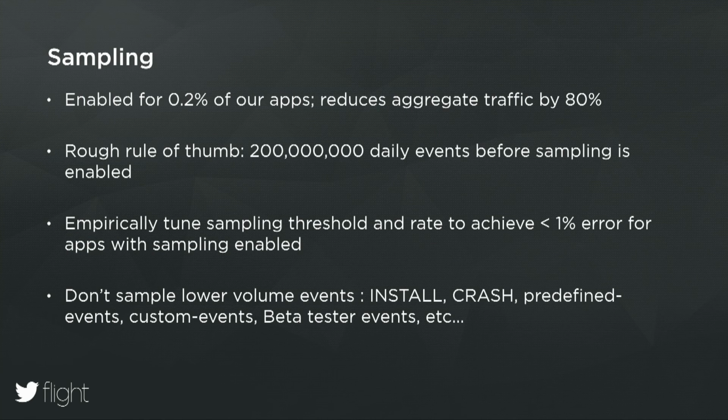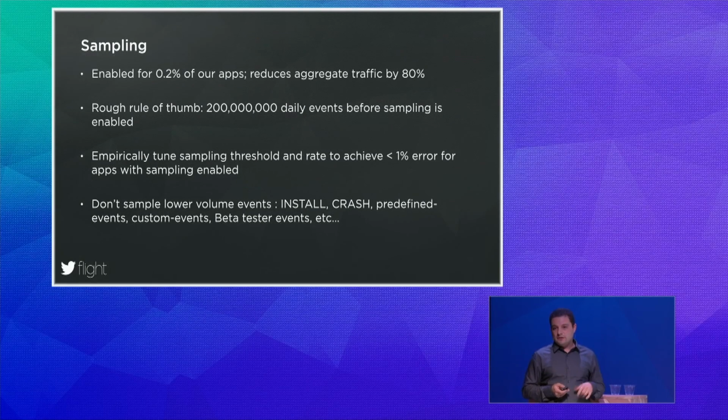So to highlight what we do for sampling, it's enabled for 0.2% of the applications that we see. And this is enough to reduce the aggregate traffic and number of events into our system by about 80%. So it's a huge win for us at a very, very small margin of error for that 0.2% of applications that we sample for. Same as the probabilistic algorithms that I talked about before, our goal with sampling was to limit the error to be lower than 1%. And that's what we achieved with the way that we set sampling up.